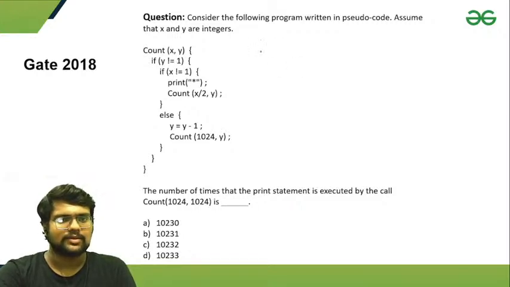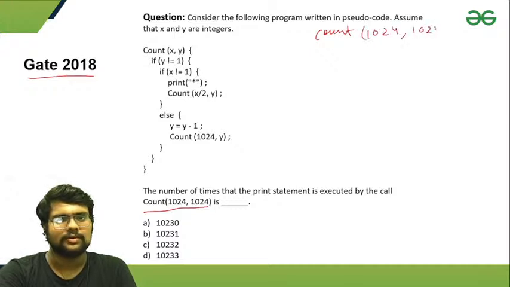Let's move to our next question, which was also asked in GATE 2018. So there were two questions asked in GATE 2018 based on recursion. In this we are given the pseudo code, and we have to find the value of count(1024, 1024). So first we compare y with 1. y is not equal to 1 because it is 1024. Hence, we will enter the if condition.